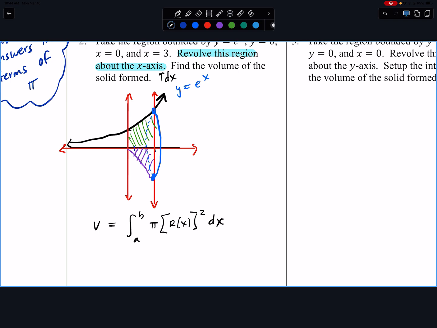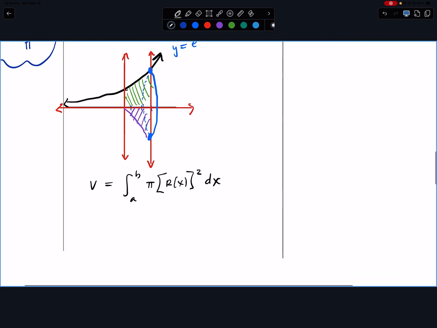What's the lower bound of this integral? Where do we start? 0. And where are we ending? 3. For all these problems, the pi is just a constant technically, right? Where could I put this? On the outside. So I'm just going to take out the pi. We don't really care about the pi unless it's Friday. Don't forget Friday's pi day.